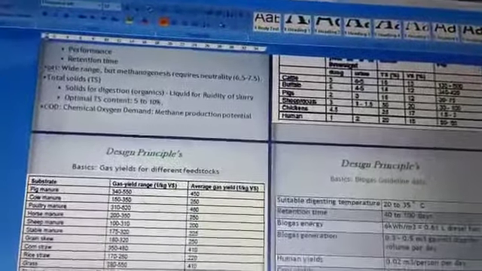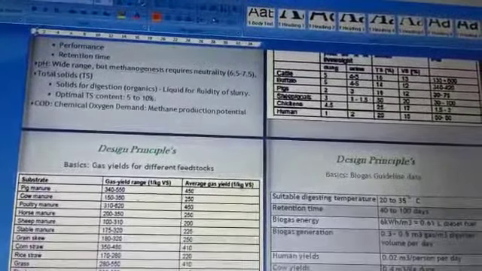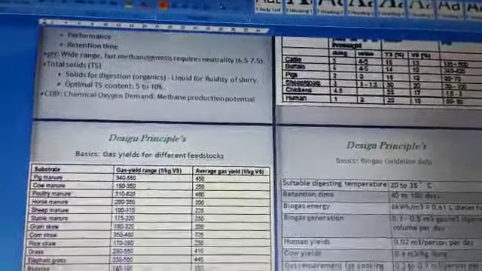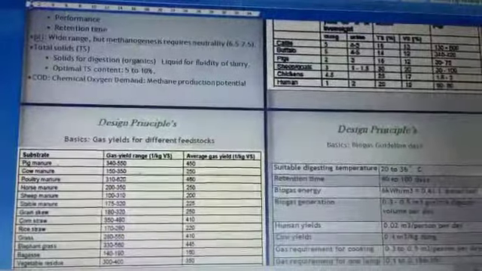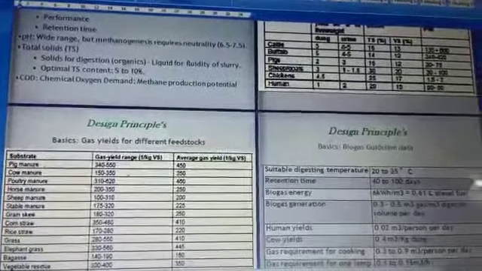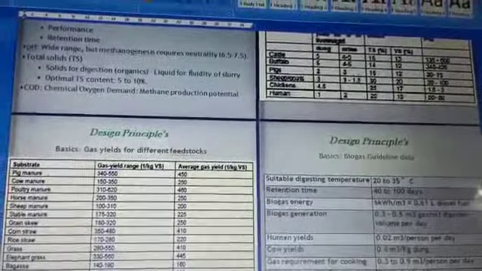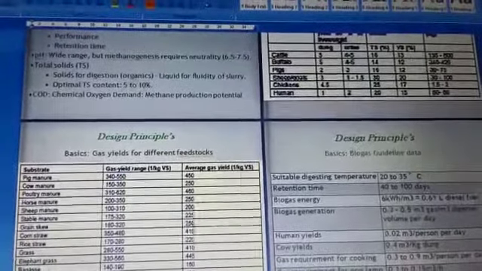Depending upon them, you will see the basic design for the digesters, for example pig manure 340 to 500 gas yields. Average gas yield is 450. This is the basic design of them.